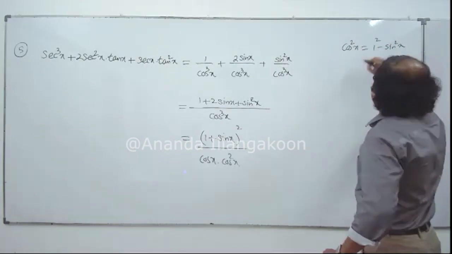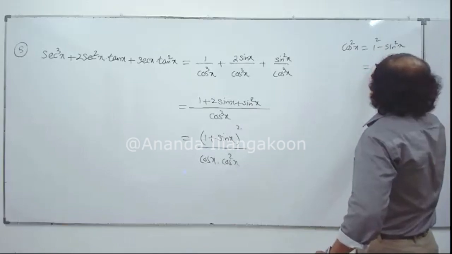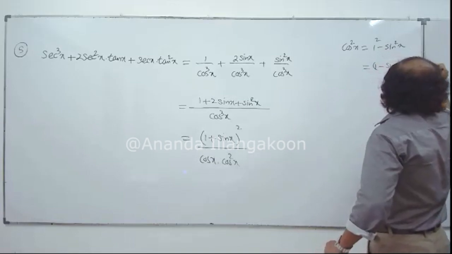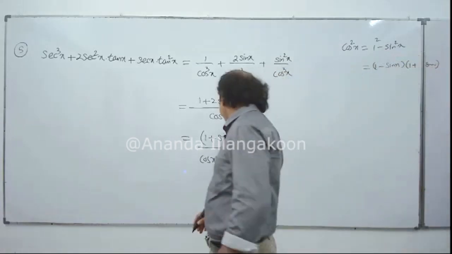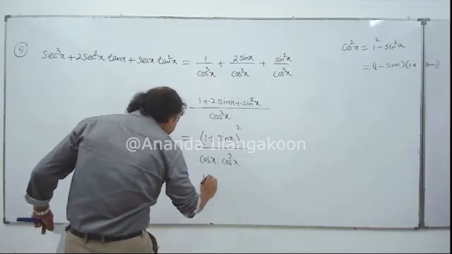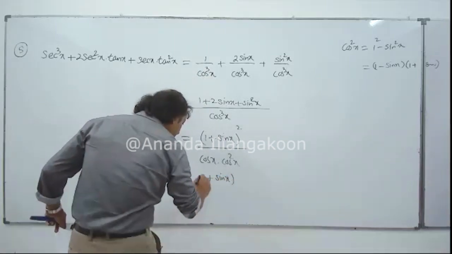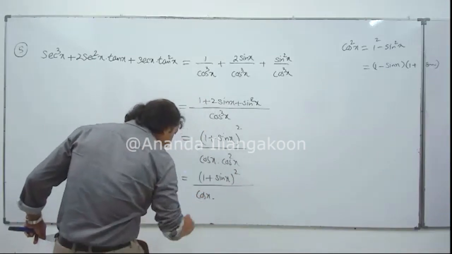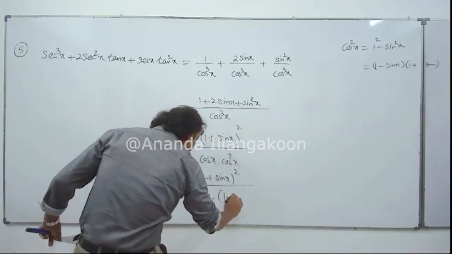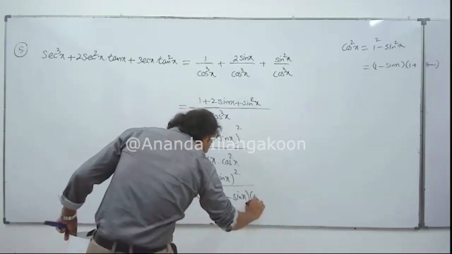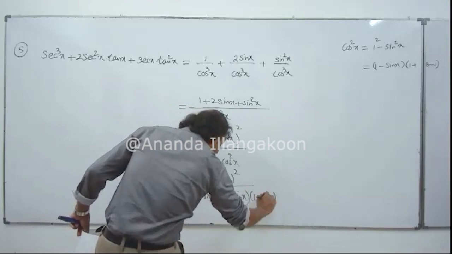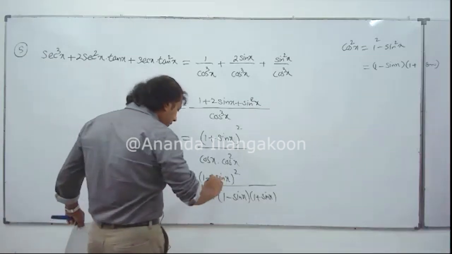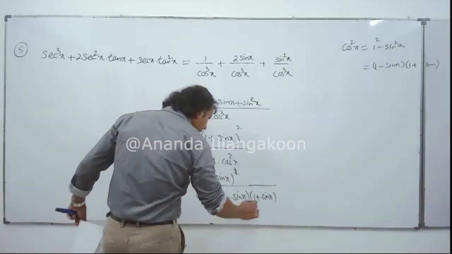This 1 is 1 squared. Now here we have a difference of two squares. What are the factors? 1 minus sin x into 1 plus sin x. Then directly put that here: (1 plus sin x) perfect square divided by cos x. This cos squared x we write as (1 minus sin x) into (1 plus sin x). Then what happens? The 1 plus sin x term we can cancel with this.